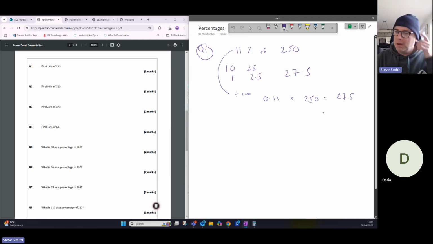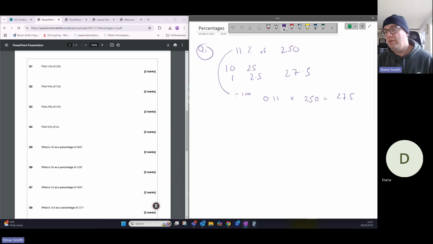But if I was to back it up in my head with that calculation that I did here, I know that I've pressed the right buttons on the calculator, or flip it around, I know that I've got the right method when I'm doing it non-calculator. And we can do the same with this one. We find out what 10% is, and we find out what 1% is. And then you can work out anything.